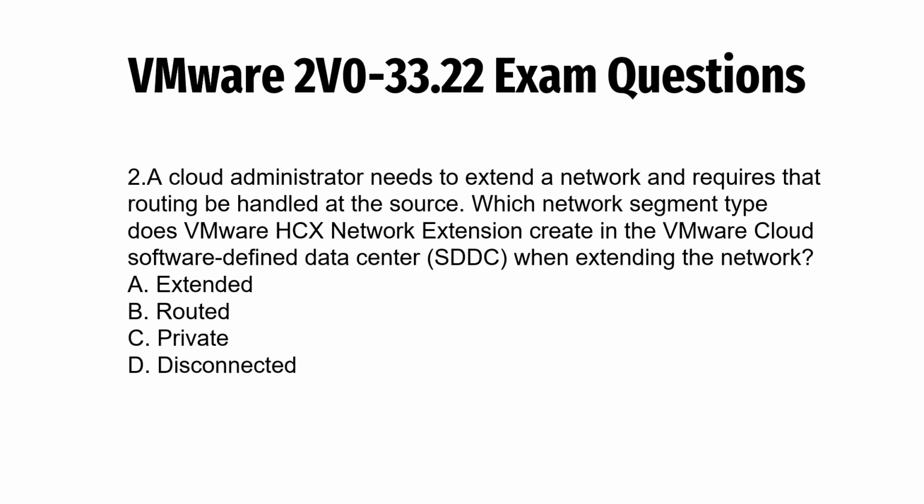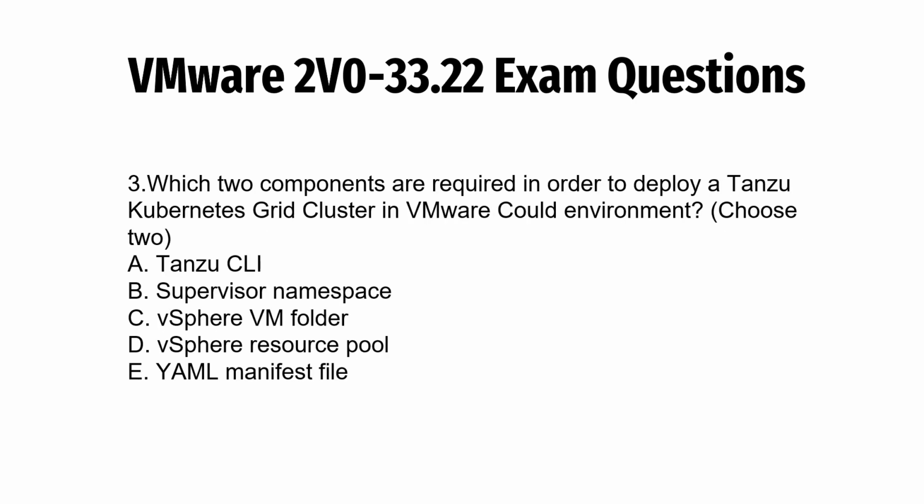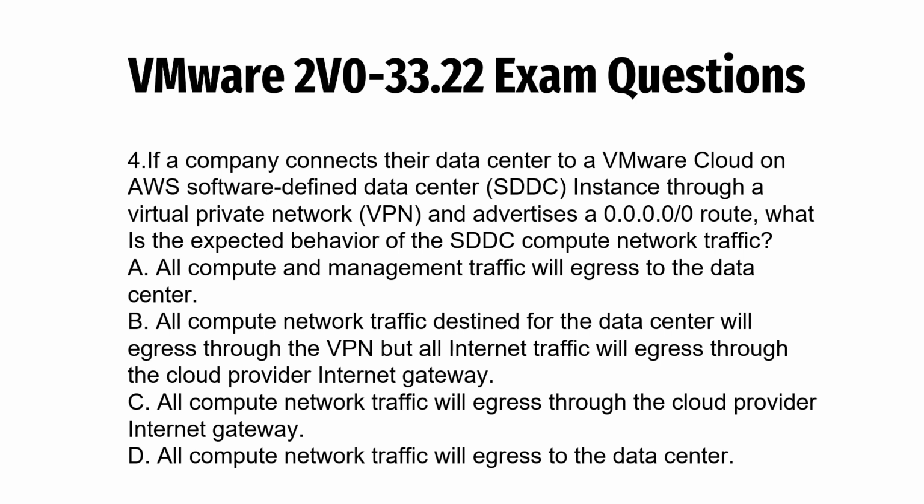3. Which 2 components are required in order to deploy a Tanzu Kubernetes Grid cluster in a VMware Cloud environment? Choose 2. A. Tanzu CLI. B. Supervisor namespace. C. vSphere VM folder. D. vSphere resource pool. E. YAML manifest file.